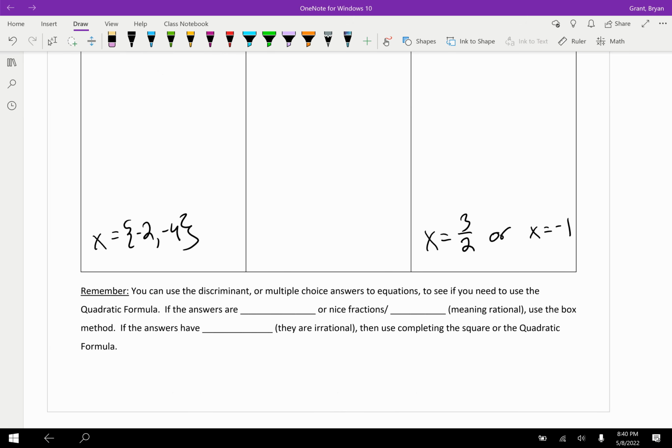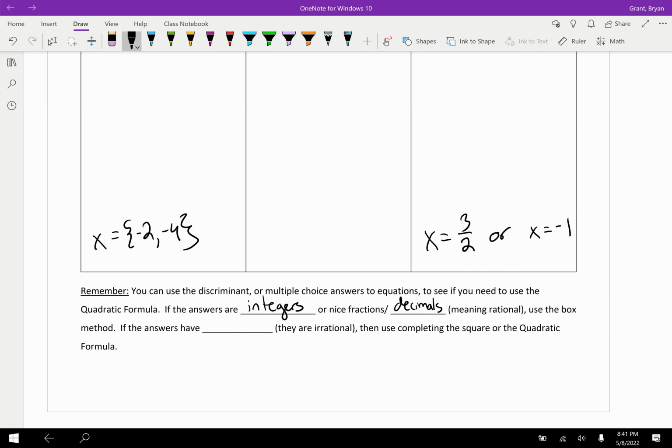Okay, so here's our conclusion for the day. You can use the discriminant on multiple choice answers to equations. That's great for multiple choice tests, like your final you have coming up, to see if you need to use the quadratic formula. If the answers are integers, and remember integers are just our nice numbers, 2, negative 5, anything like that, or nice fractions, you can still get fractions, that's okay, or nice decimals, 1.5, like above, then use the box method.